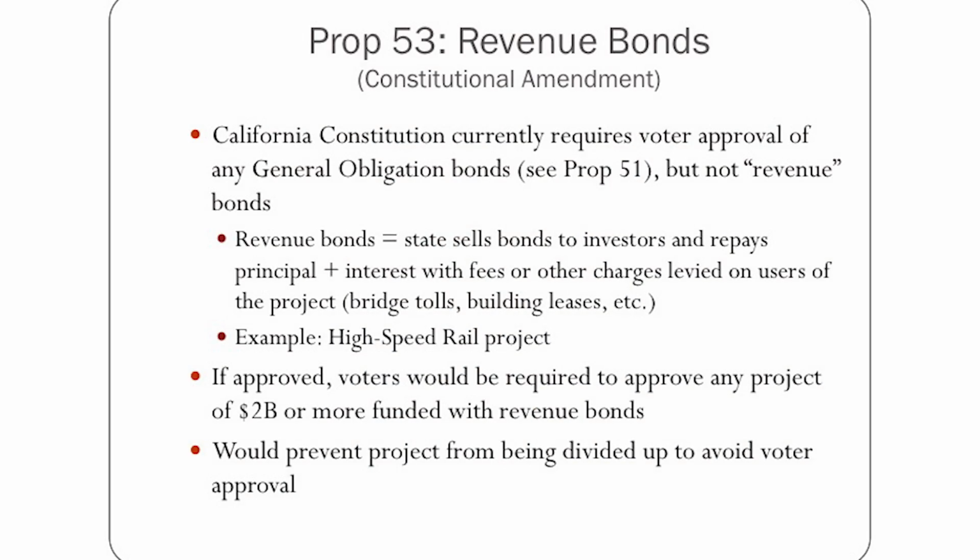So this is really kind of a revenue bond bill that's supposed to address that. It would ask voters to weigh in on any proposed project funded under this mechanism that costs more than $2 billion. And there's a caveat in there that says you won't be able to split up the project into kind of piecemeal form in order to avoid that threshold.